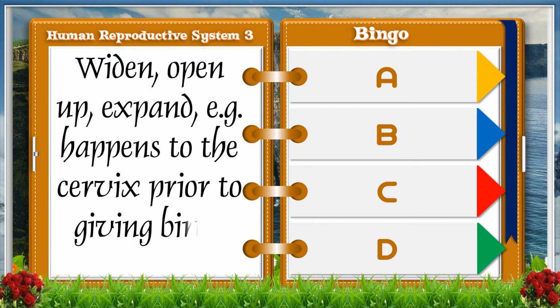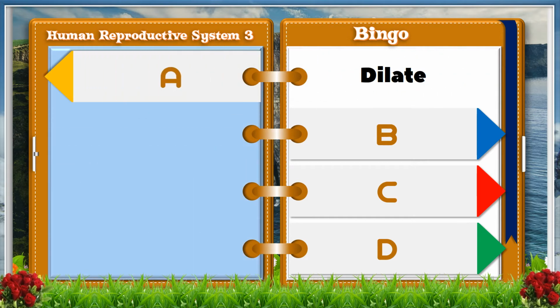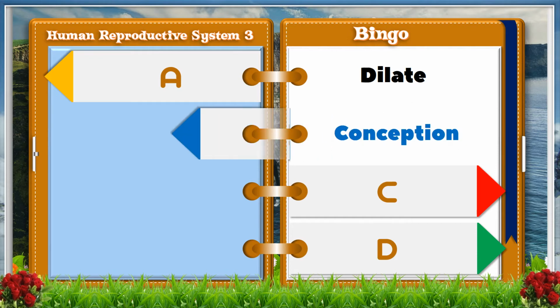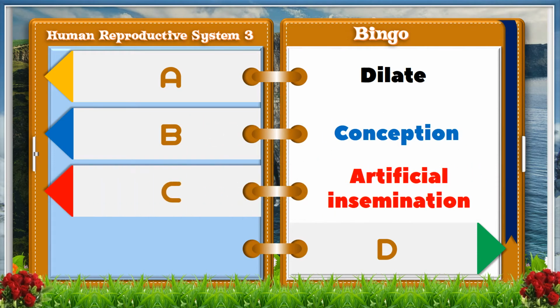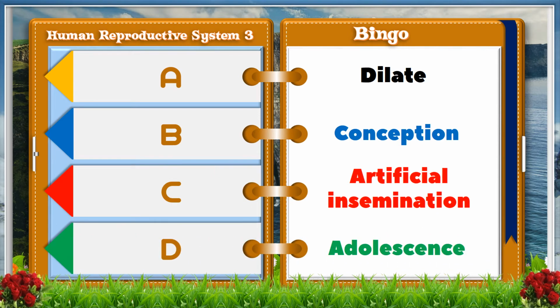Widen, open up, expand, e.g. happens to the cervix prior to giving birth. A. Dilate. B. Conception. C. Artificial insemination. D. Adolescence. And the answer is A. Dilate.